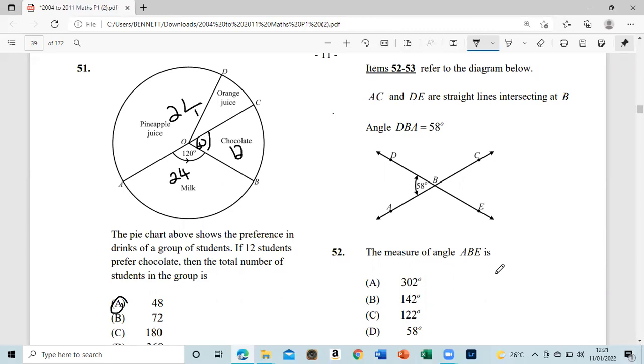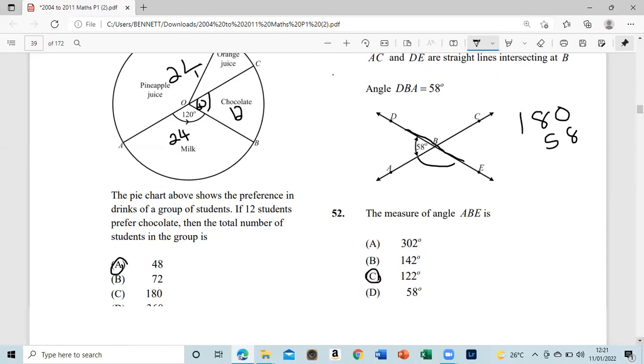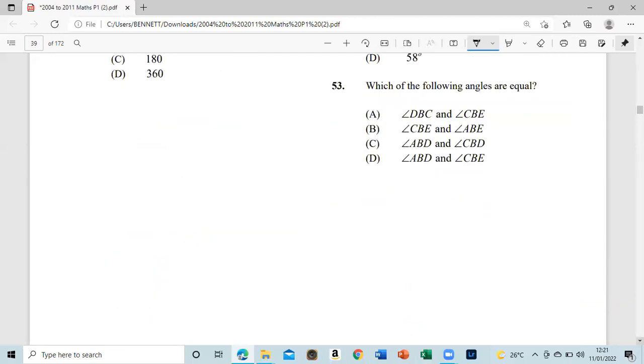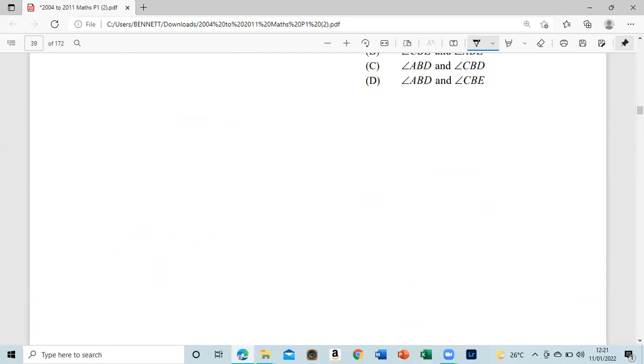The measure of ABE is, so let's find that angle ABE, which is this angle right here. If you look closely, this is an angle on a straight line, so it will be 180 minus 58, or 122. So that's 122. So when I make things drawn out, it becomes clearer. Which of these is equal?